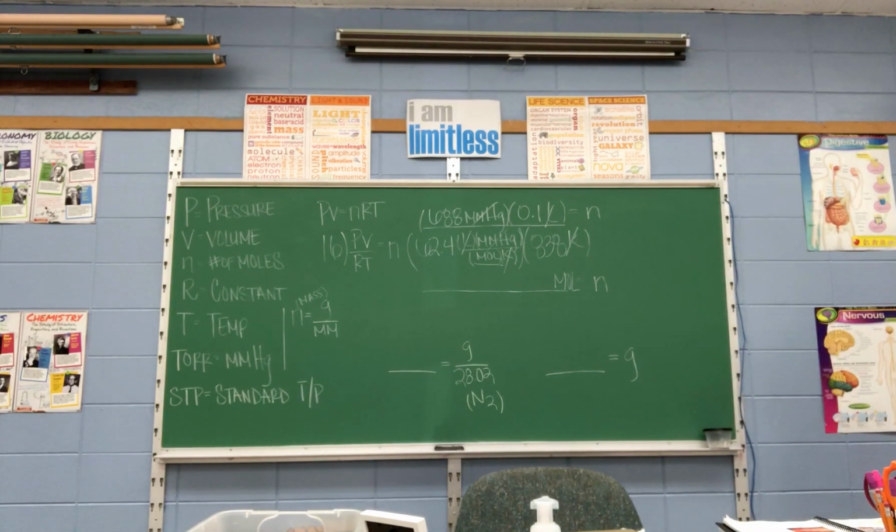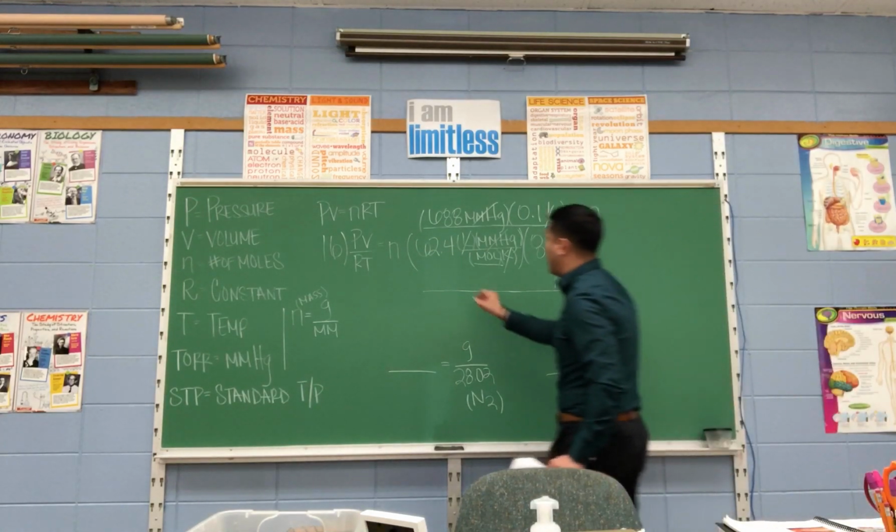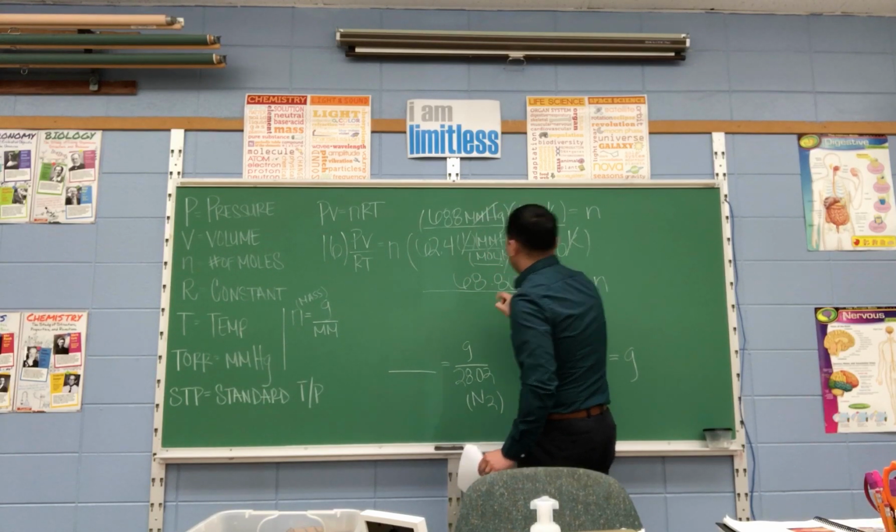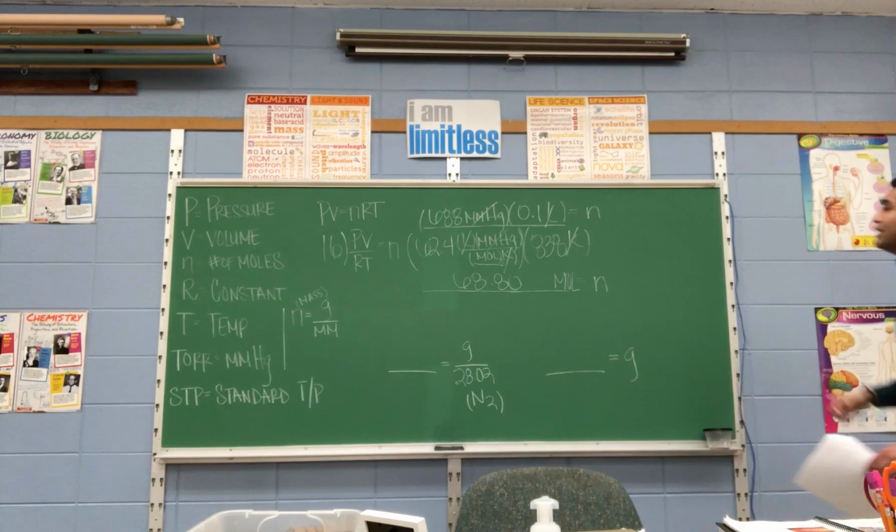All you have to do now, once again, is multiply across at the top, multiply across at the bottom. So we're going to multiply 688 by 0.1, and that's going to give me 68.80. And then you're going to multiply 62.4 by 838 at the bottom, and that's going to give me 52,291.